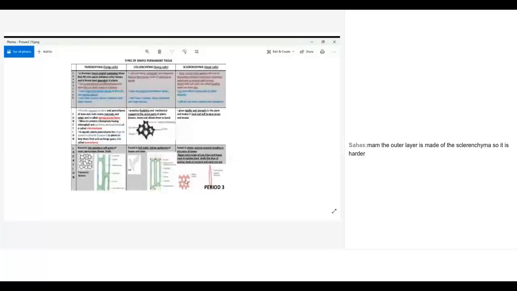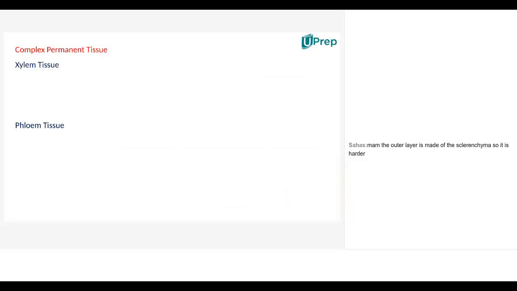Okay. Then after seeing the simple permanent tissue, we get into the complex permanent tissue. So what's the difference between simple permanent tissue and complex permanent tissue? That we'll first discuss. Then we'll see what are the different types of complex permanent tissue and their structural aspects and functional aspects. Okay.